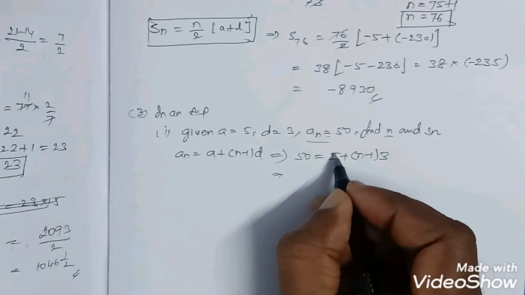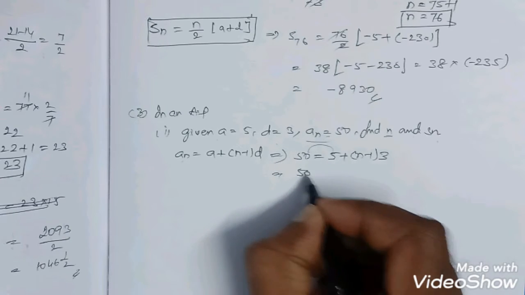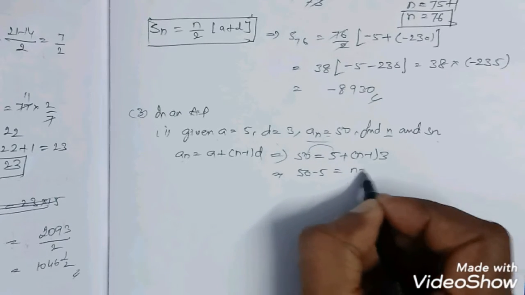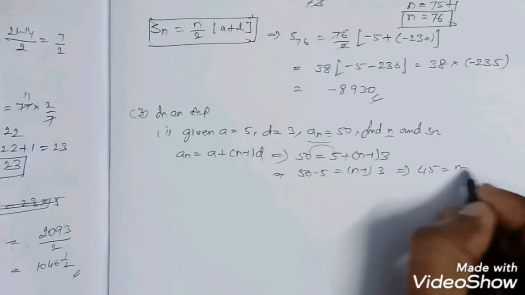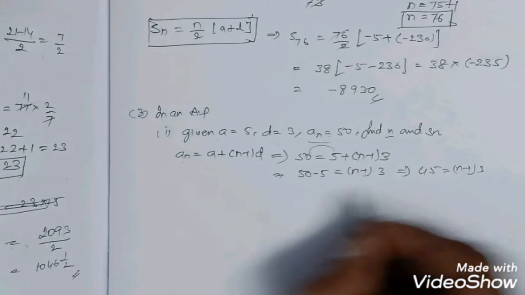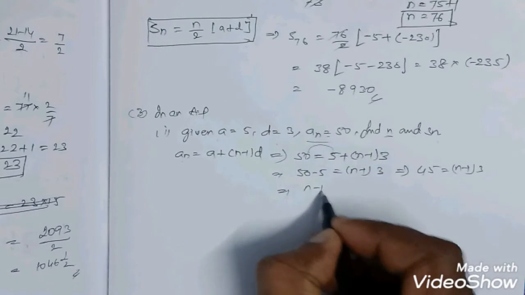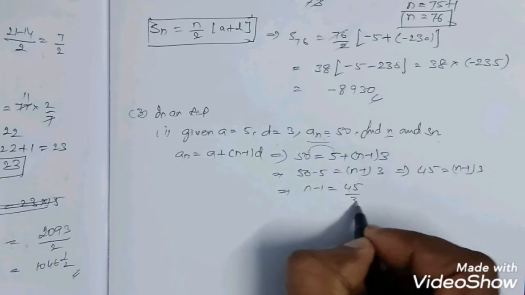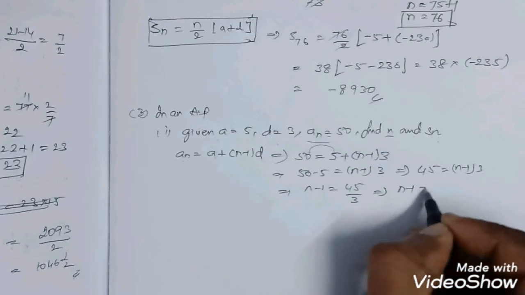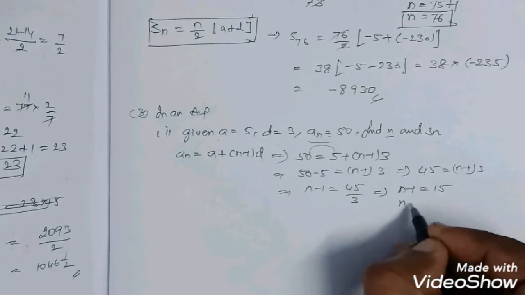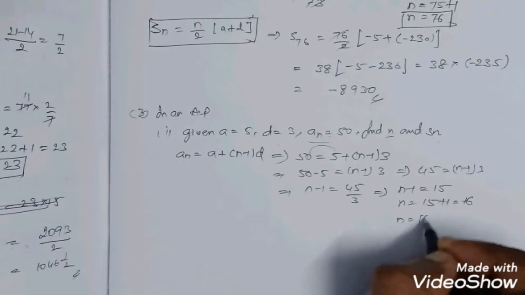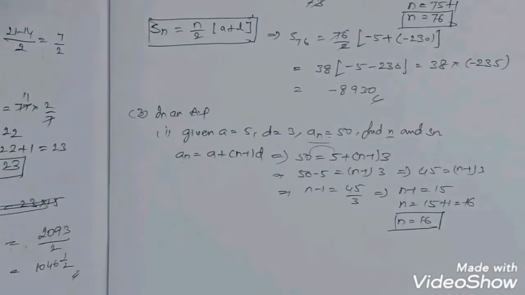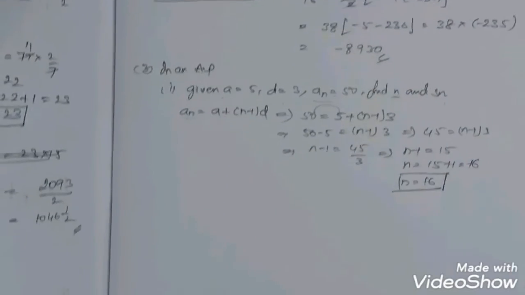Then send this 5 towards the left side. You will get 50 minus 5 is equal to n minus 1 into 3. So you will get here 45 is equal to n minus 1 into 3. Now divide by 3, you will get n minus 1 is equal to 45 by 3. So this implies n minus 1 is equal to 15. So n is equal to 15 plus 1 is equal to 16. So therefore n is equal to 16. So after that you have to find Sn terms.